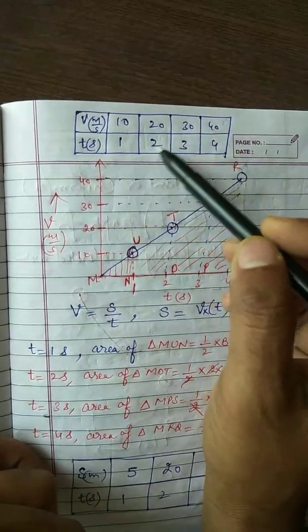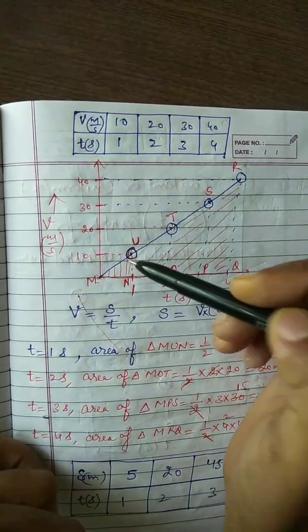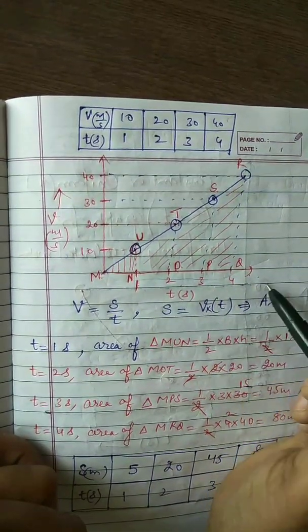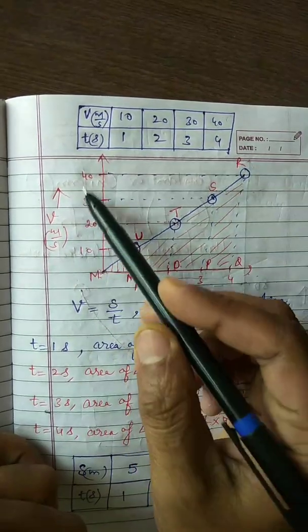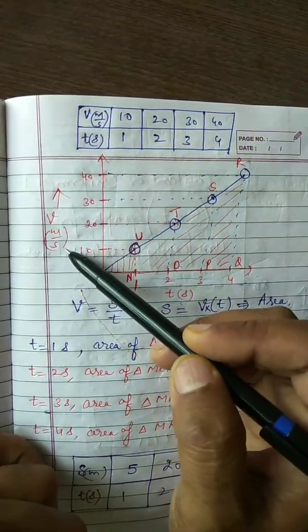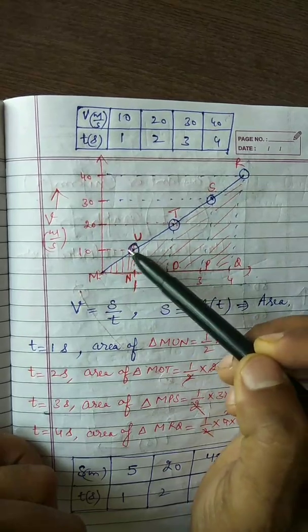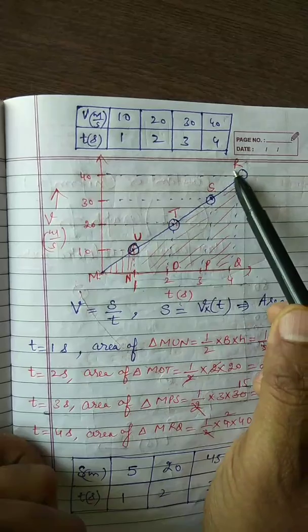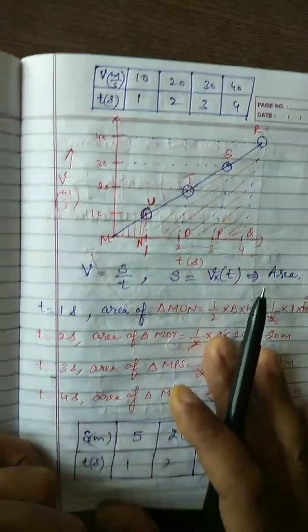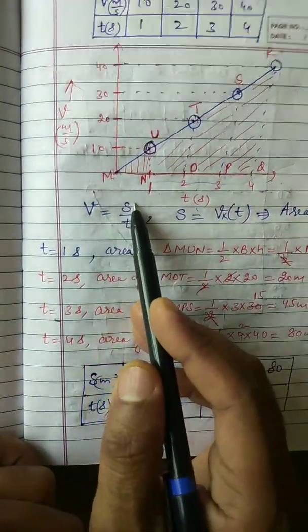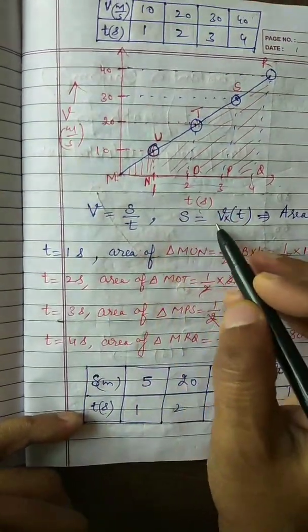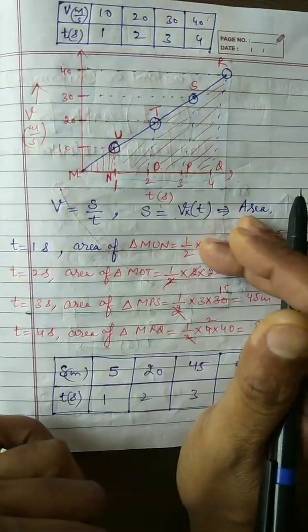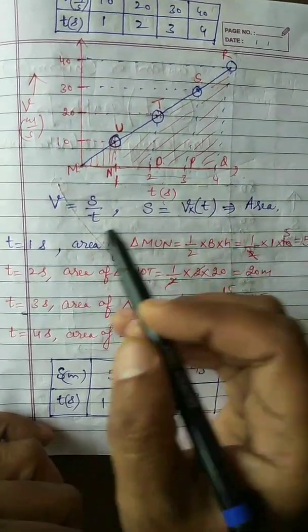Now from this observation table we can get the VT graph. Here along the x-axis you have 1, 2, 3, 4 seconds for time, and for the vertical axis you have velocity in meter per second, that is for 1 second 10, for 2 20, for 3 30, and for 4 40. Now velocity is equal to displacement upon time. Now displacement is equal to velocity into time. Again you have a product, so you have to get the area under that velocity time graph.